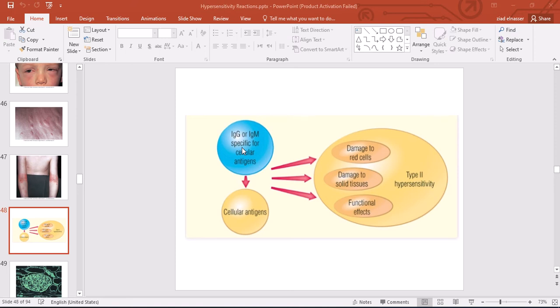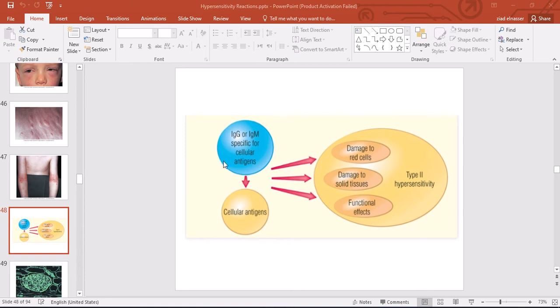If it is a red blood cell, then immune hemolysis is going to take place. If it is a solid tissue, then that cell is going to be destroyed by the complement binding, and then destruction of cells. And when complement is activated, usually it's going to call upon PMNs to come into the area, so more inflammatory cells, PMNs, are going to come into the area.